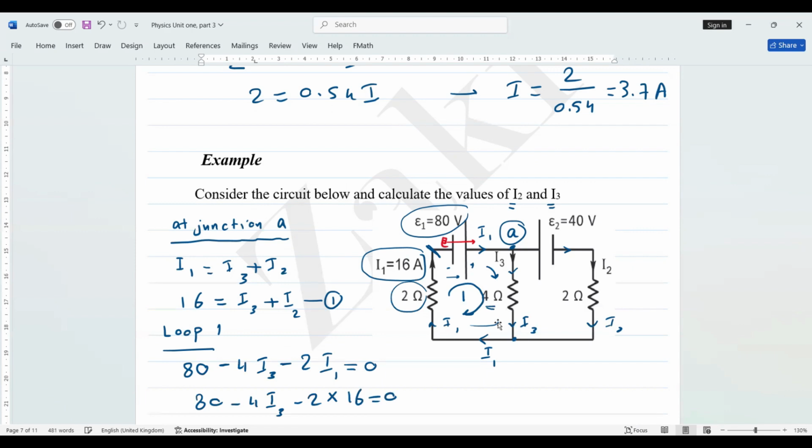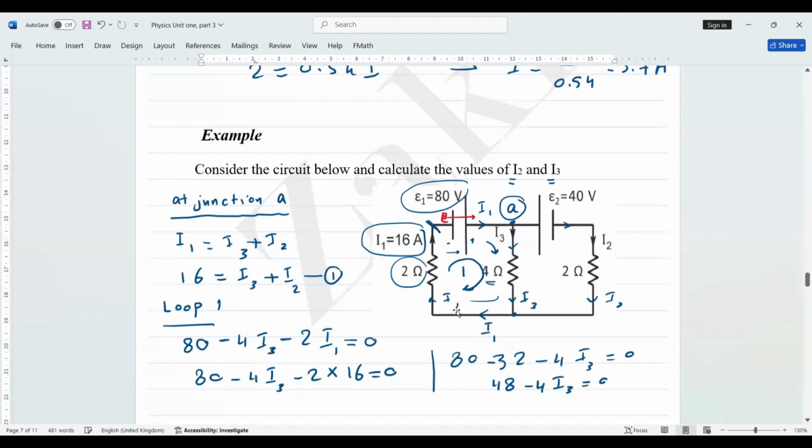2 times 16, it's 32. Then we write 80 minus 32, 2 times 16, minus 4 I3 equals 0. 80 minus 32, it's 48. Then 48 minus 4 I3 equals 0.